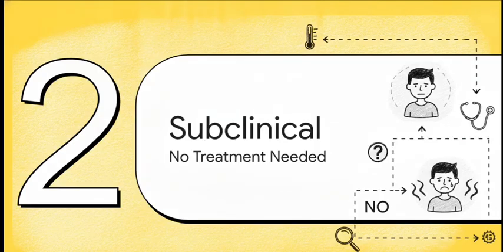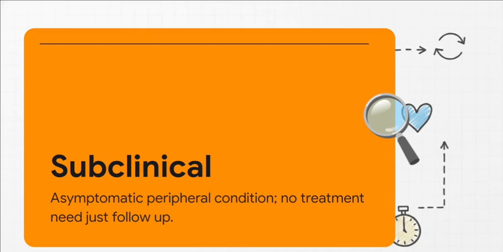Moving right along to Section 2, subclinical conditions, where no treatment is needed. So heading down that peripheral path, we hit our next major fork in the road, checking whether the patient actually feels sick. You know, it takes some real clinical discipline for a doctor to not immediately prescribe a medication just because a lab value is slightly off.